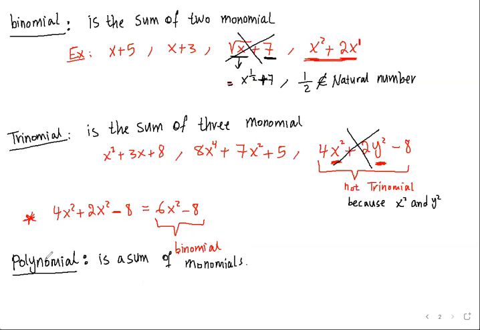What does that mean? Any sum of monomials, like a binomial, is a polynomial. A trinomial is a polynomial. A monomial is a polynomial. Make sense? So polynomial is like the biggest set. It's called a sum of monomials. If I have one monomial, two monomials, or three monomials, with sums between them, this is called a polynomial. So every trinomial is a polynomial, every binomial is a polynomial, and every monomial is a polynomial.